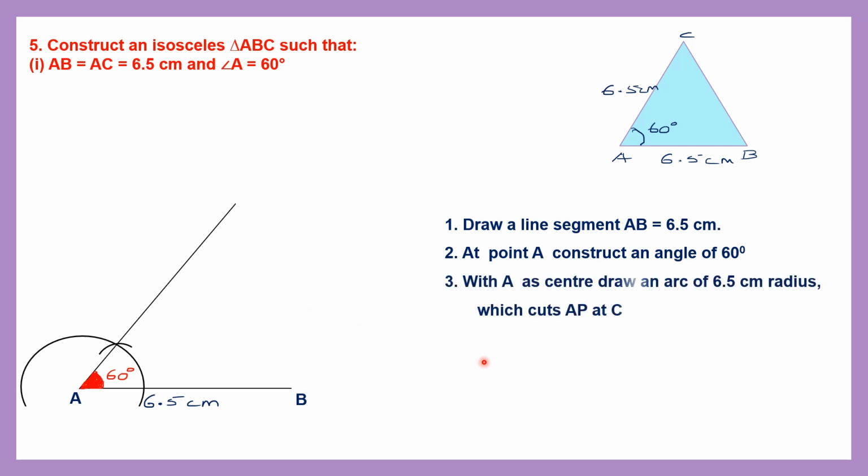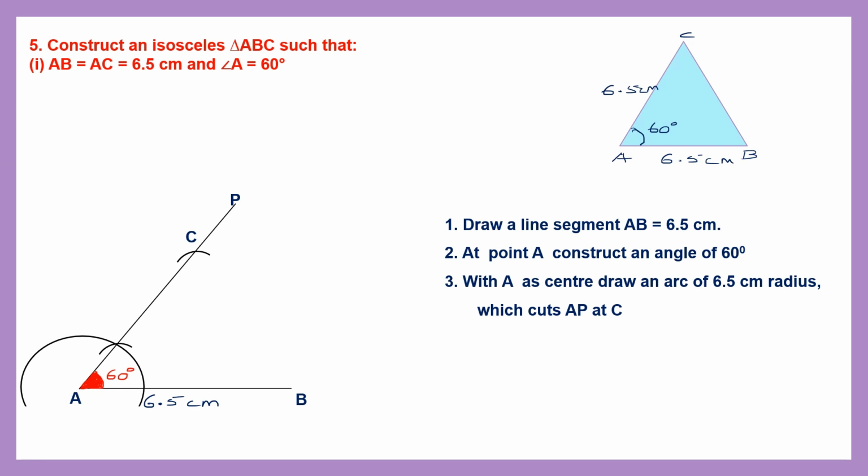Now what is the next step? With A as the center, draw an arc of 6.5 centimeter radius. So A is the center. We're going to take 6.5 centimeters on the compass and draw an arc which will cut this line at C. So here we have drawn an arc and it has cut this line. So this part, let's name it C. So this is C. How did we get this? We took 6.5 centimeters radius on the compass. We placed it at A and we have cut this at C. So here this line is AB and this is cut here at C.